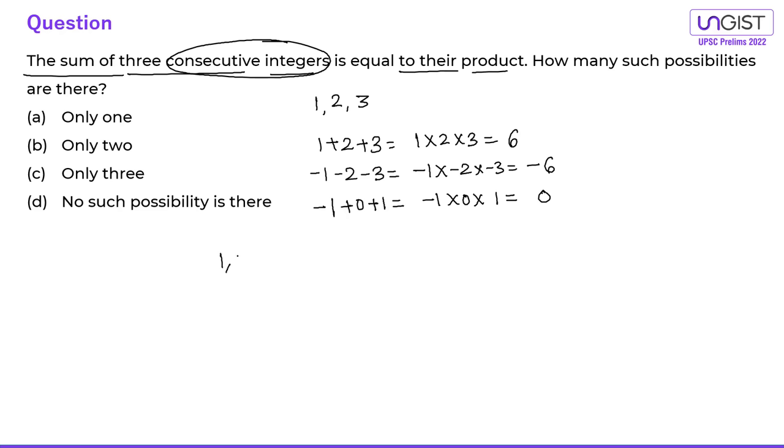Fine. So here 1, 2, 3. This is the first triplet of consecutive integers. After that, minus 1, minus 2, minus 3. This is the second triplet of consecutive integers. After that, minus 1, 0, and 1. This is the third triplet of consecutive integers. So here, guys, the answer is what? 3 possibilities are there. Only 3. C option is the correct choice. Fine. So guys, again, this is a simple question, but yes, you need to be alert while solving these type of questions, because you have to consider the negative integers as well. You have to consider 0 as well. Fine, you have to consider each and everything. That's what UPSC demands. All right. Okay, guys, hope you liked this solution. Fine. Now let's move to the next question.